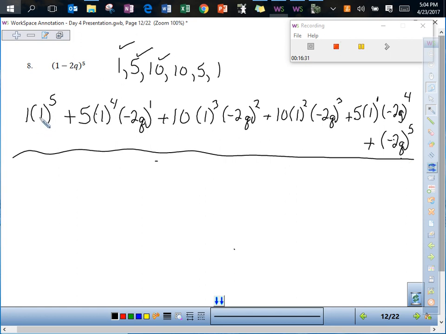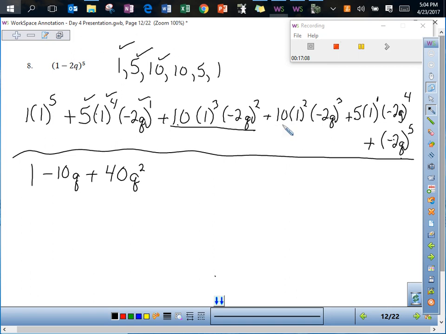My first term is going to be 1 to the 5th, which happens to be 1. Now let's look at your next term. I'm going to have 5 times 1 to the 4th times negative 2q. So it looks like that's going to be negative 10q plus. Now let's go to the third term. I'm going to have a 10 times 1 and negative 2 squared. So negative 2 squared is 4 times 10. So I'm going to have 40q squared.